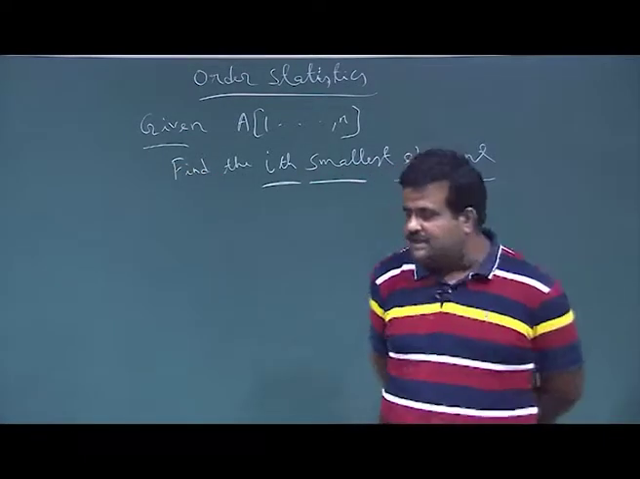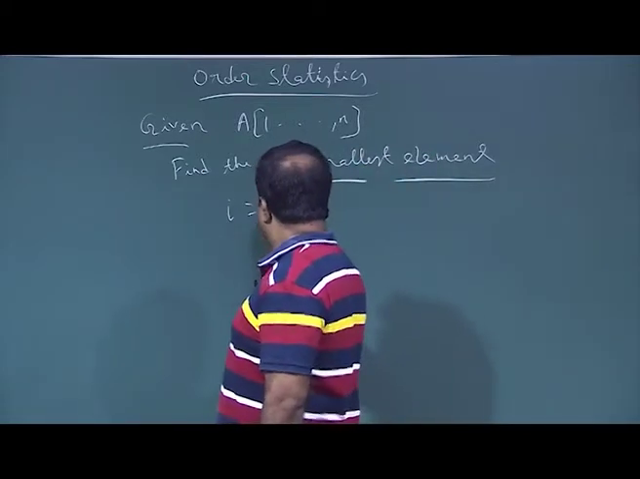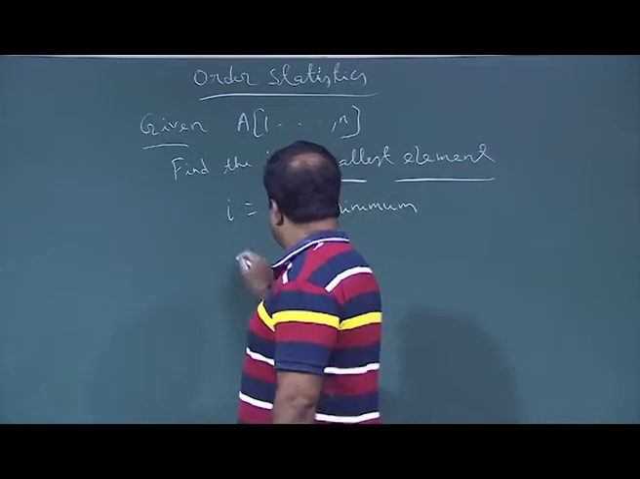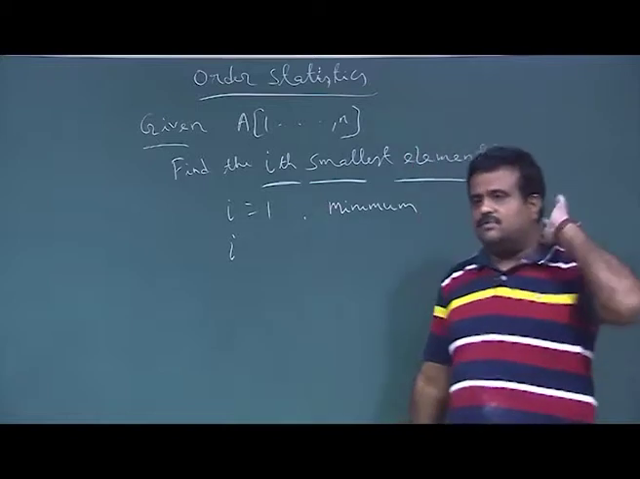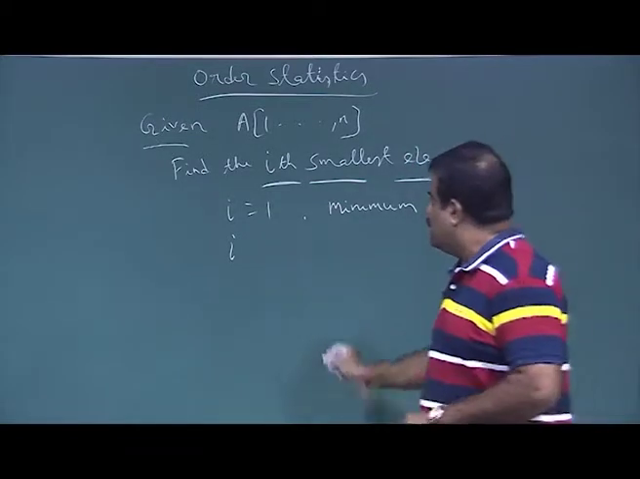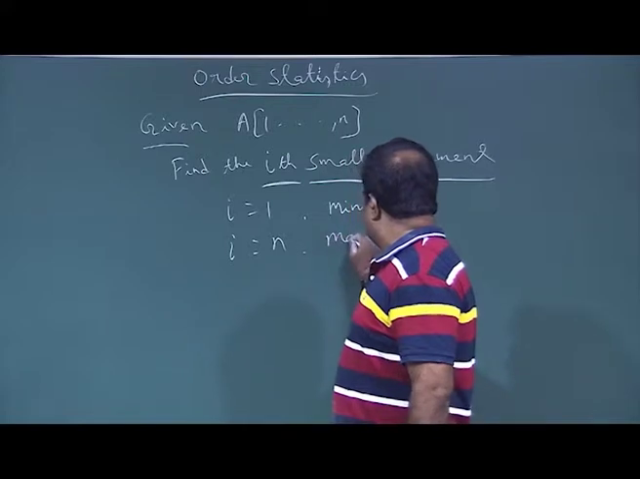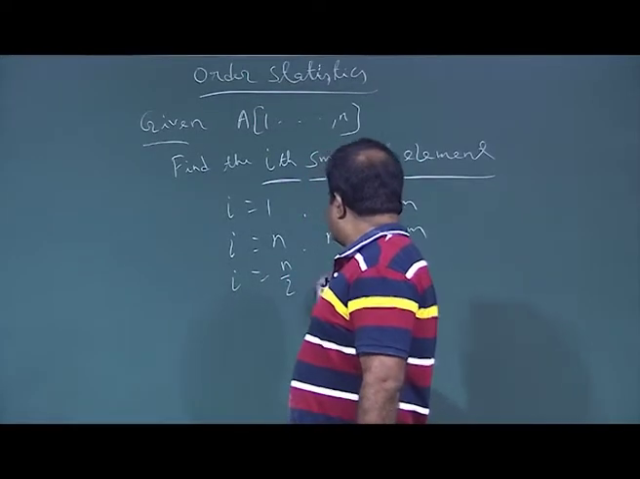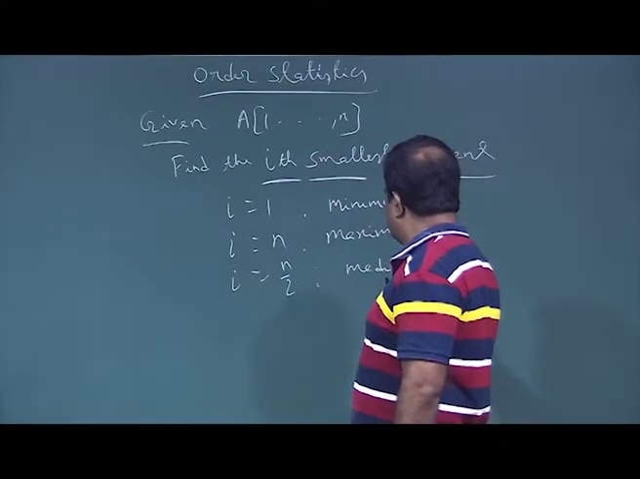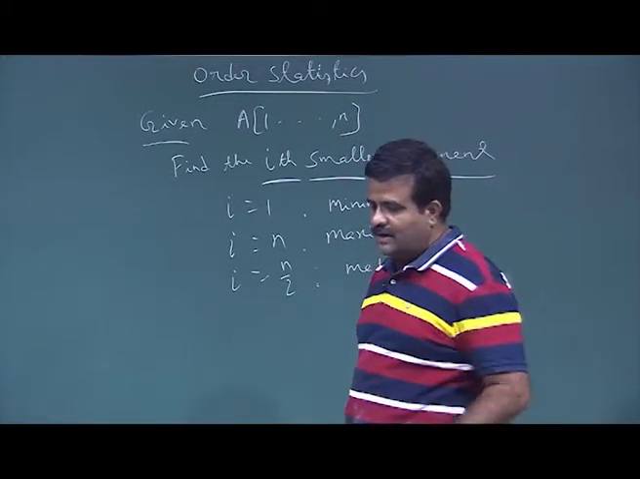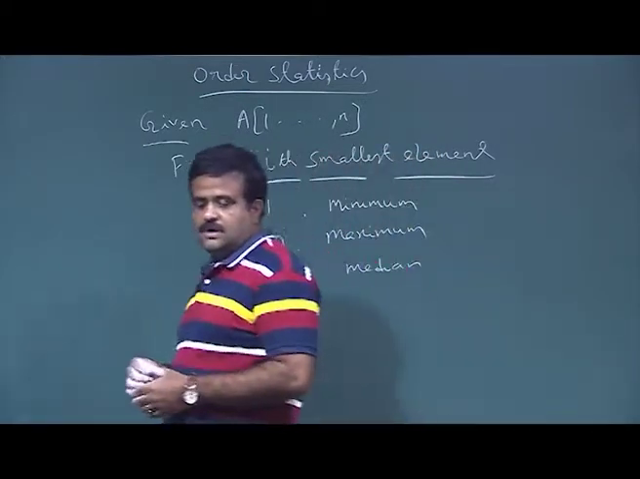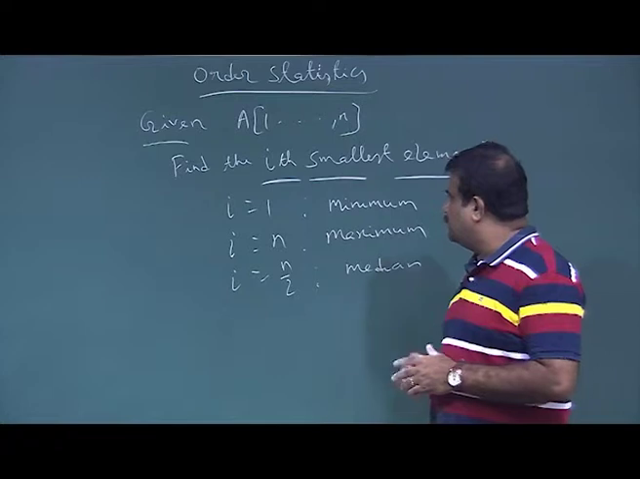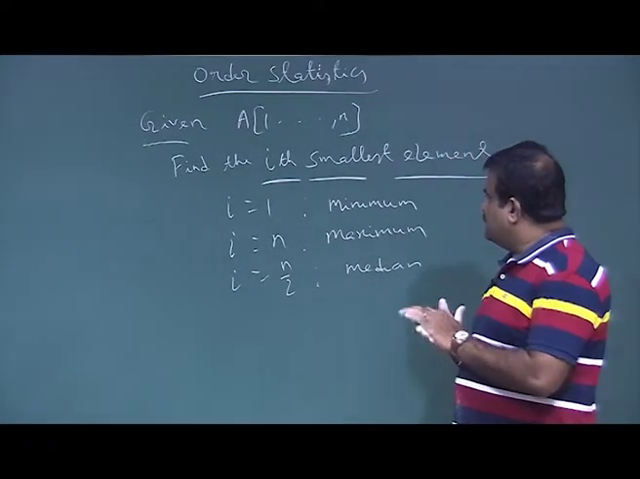Now if i is equal to 1, this is called the minimum. So i equal to 1 means the first smallest element, which is basically the minimum. i equal to n is called the maximum, and for i equal to n by 2, it is called the median, provided n is an even number, otherwise we can put a ceiling, or (n plus 1) by 2. Anyway, it is basically the median.